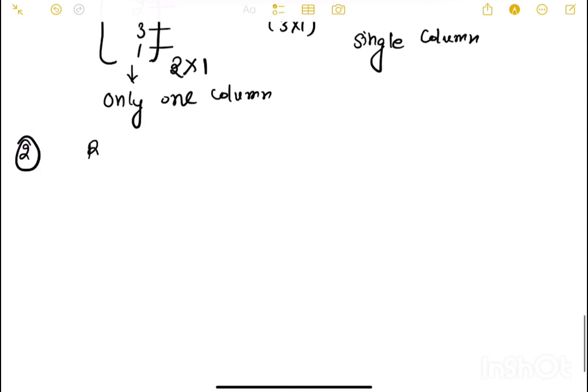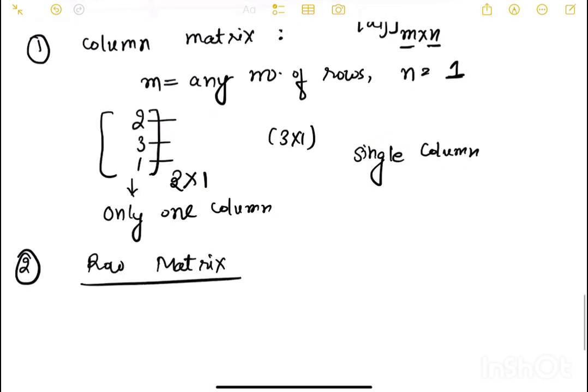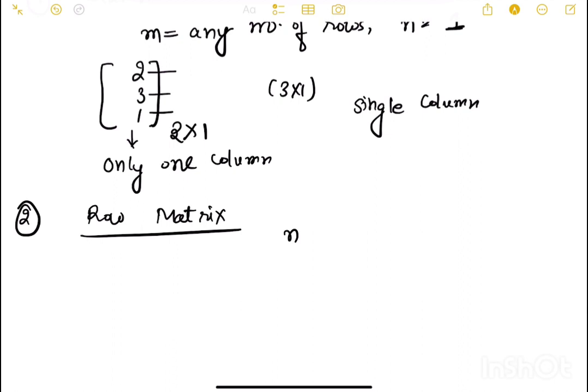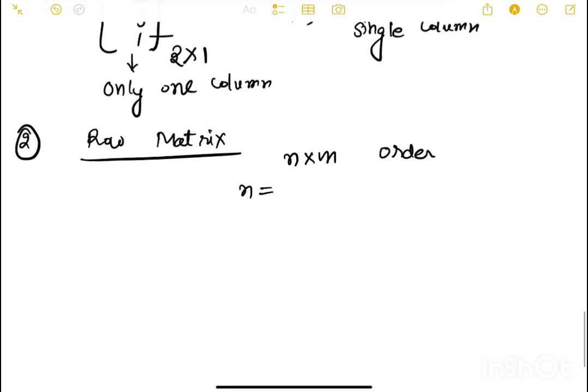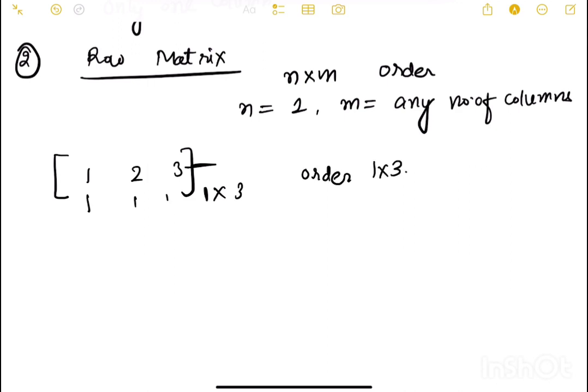Now the next one is a row matrix. In a row matrix, the condition is the same kind as in the column matrix. If m cross n is the order in general, the number of rows must be 1, while the number of columns can be any number. I will just give you an example. 1, 2, 3. I have a single row, and how many columns? 1, 2, 3. 3 columns. So the order is 1 cross 3.